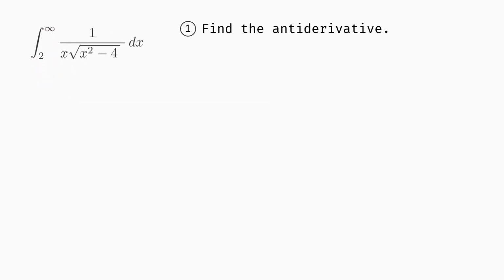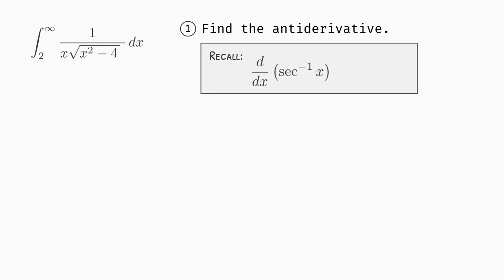We can find the antiderivative first. Now, let's recall that the derivative of secant inverse of x is 1 over x times the square root of x squared minus 1. Our integrand looks similar, but it's not the same. But we can still find the antiderivative easily with a little bit of manipulations.